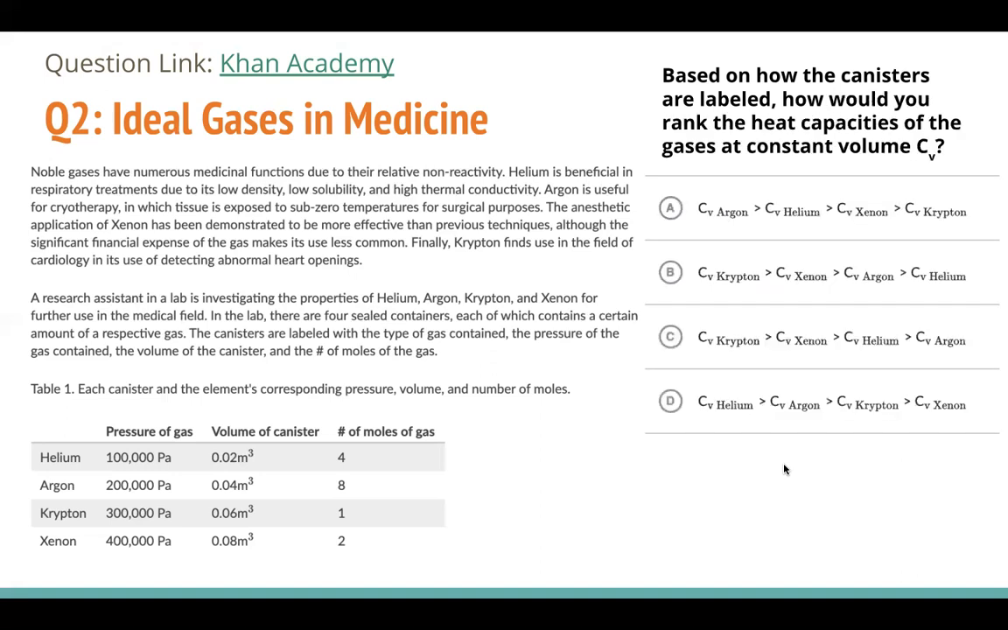Okay, so this one we're moving a little bit away from the ideal gas law and into heat capacities. So how would you rank the heat capacities of the gases at a constant volume? To answer this, you should have an understanding of what heat capacity is, and also how gases' heat capacity is affected. We'll talk about what heat capacity is in the next slide, but for now, I will give you 30 seconds to think about this question.